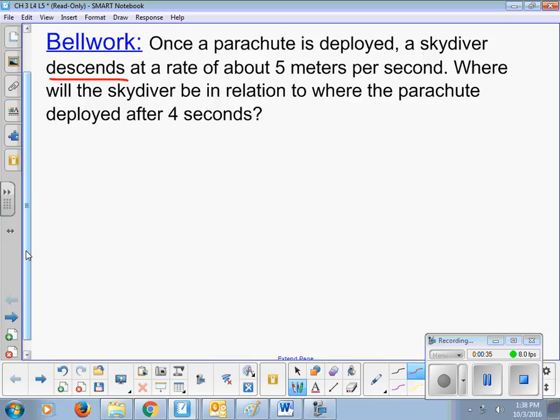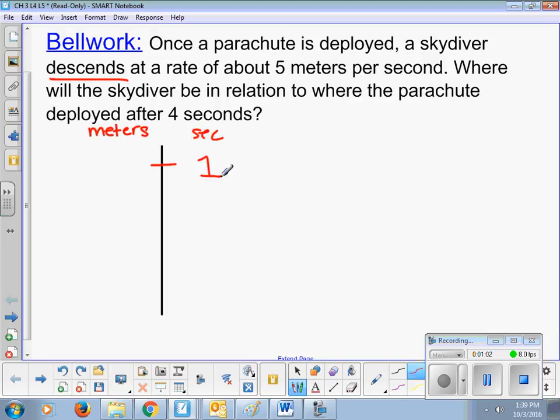So when 1 second passes, how far down have you gone? 5 meters. -5. Yeah, -5 because we're going down. So we start at 0 and go 5 meters. When we're going down, we'll say meters, and this is after seconds.